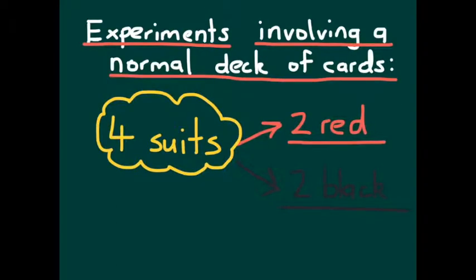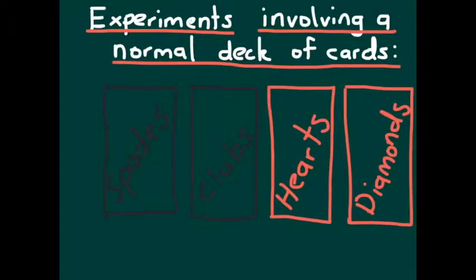Let's look at some experiments involving a normal deck of cards. Cards are often referred to in different chance and probability experiments. So here's some important information to know. In a normal deck of cards, there are 4 suits. 2 of them are red, 2 of them are black. So you have your black suits are spades and clubs, your red suits are hearts and diamonds. And then in each suit, there is 13 cards.